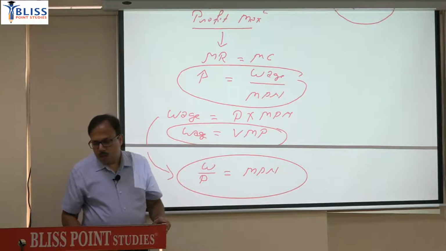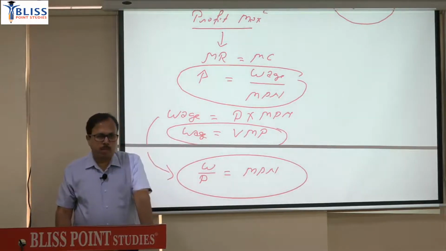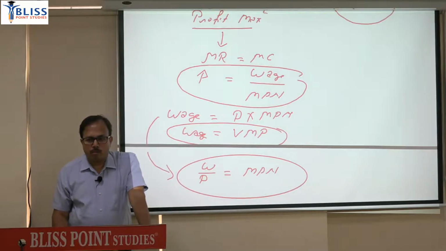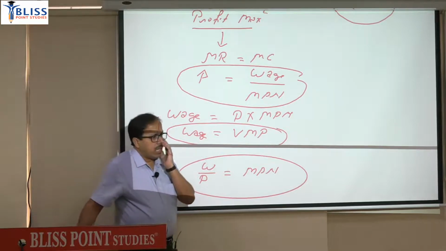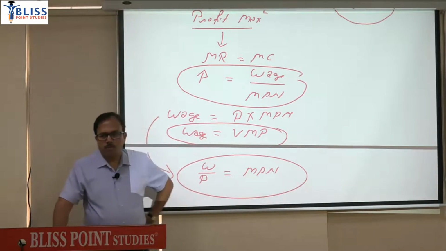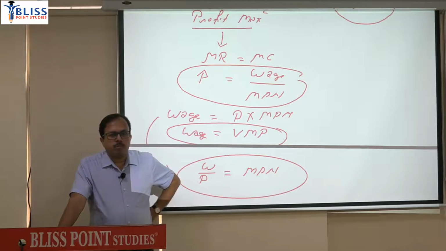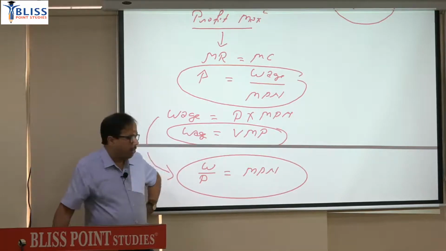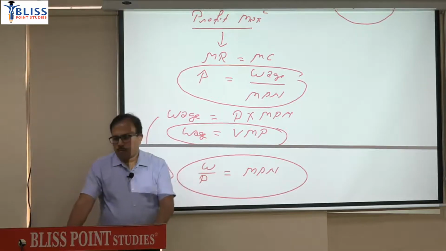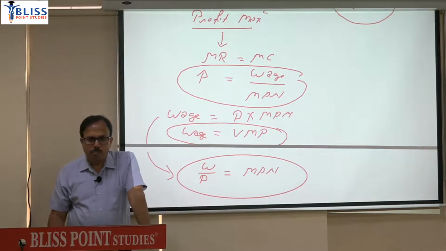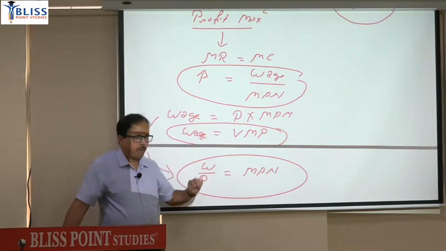Therefore, a competitive firm will always demand that much labor where real wage becomes equal to marginal product of labor. That means W by P equal to MPN.